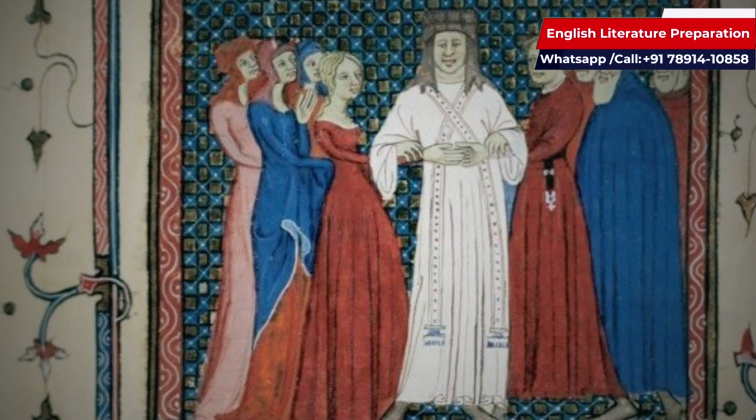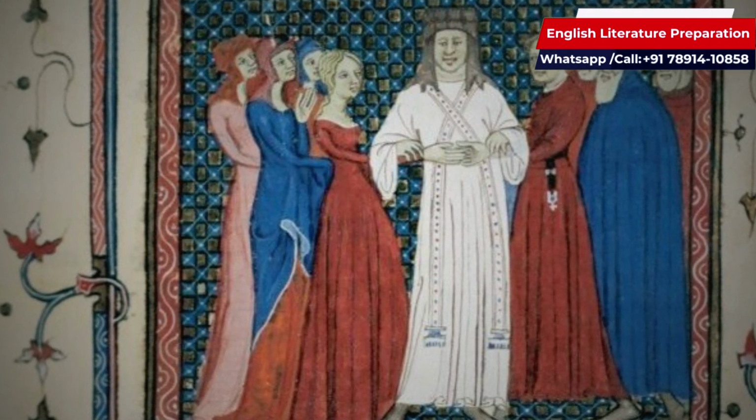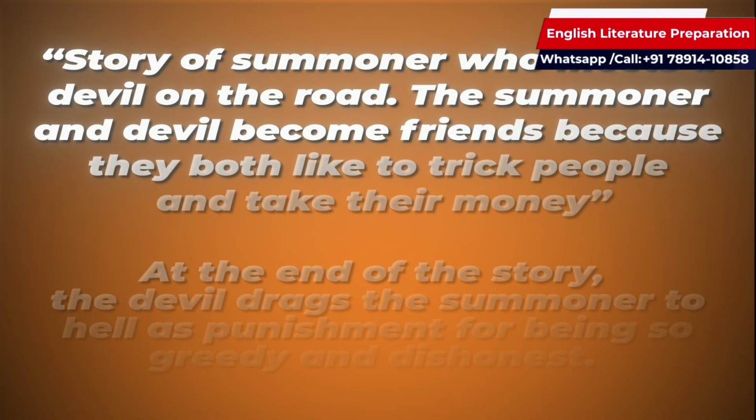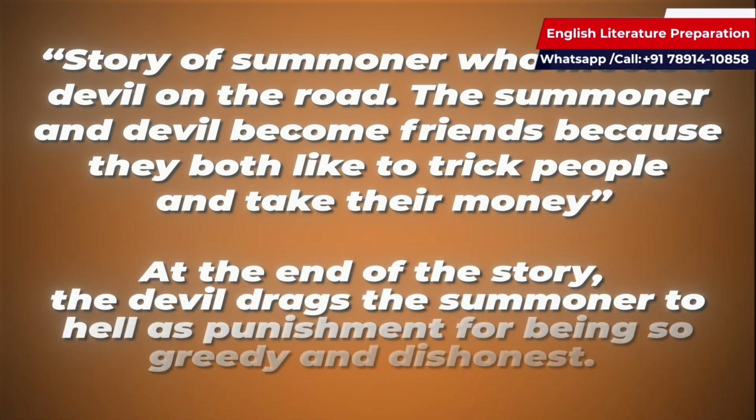A summoner is someone who summons people to church court for regular crimes. Not big crimes, but regular crimes like marriage problems, divorce, adultery. So this friar tells the story about a summoner who meets a devil on the road. The summoner and devil became friends because they both like to trick people and take their money. At the end of the story, the devil drags the summoner to hell as punishment for being so greedy and dishonest. The friar tells this story because he wants to show that bad people get punished in the end.